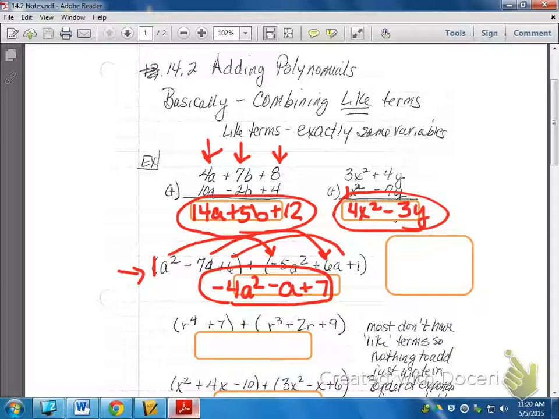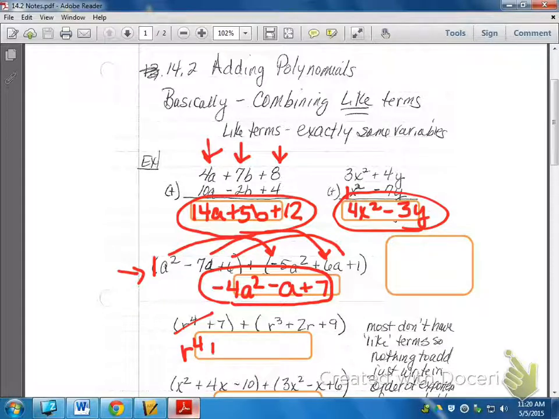Now, the next one is a little weird because look at the first polynomial. It has r to the 4th plus 7. That's all there is. Well, then the other one has an r to the 3rd, a 2r, and a 9. So really, I got to put these in descending order. So the highest exponent I see is a 4. So I'm going to put r to the 4th first. That takes care of that. It doesn't have a partner to combine with it.